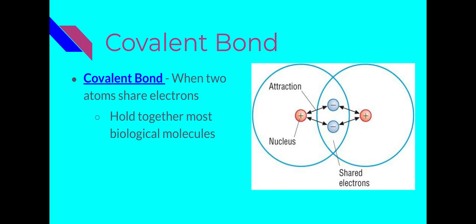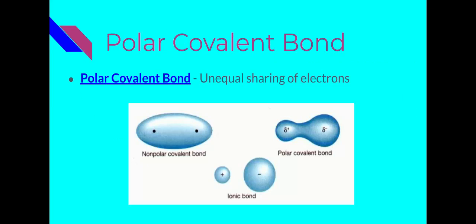So covalent bond, when 2 atoms share electrons. So in the picture here, you can see that those 2 electron clouds are overlapping, and that's because those 2 electrons are actually being shared between the 2 atoms, so they both are happy. They're going to hold together most biological molecules. So most things that we will hear about in this class the rest of the year will have covalent bonds. There are 2 types of covalent bonds. First is a polar covalent bond, and the next one is a nonpolar covalent bond.